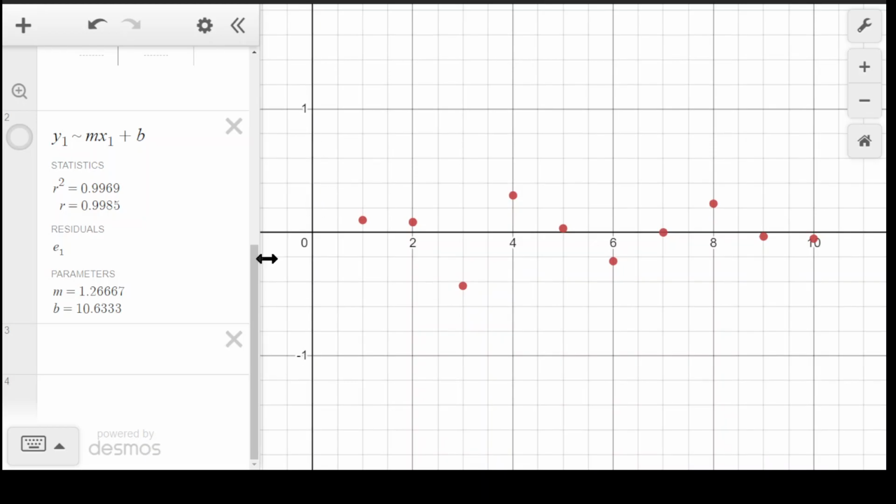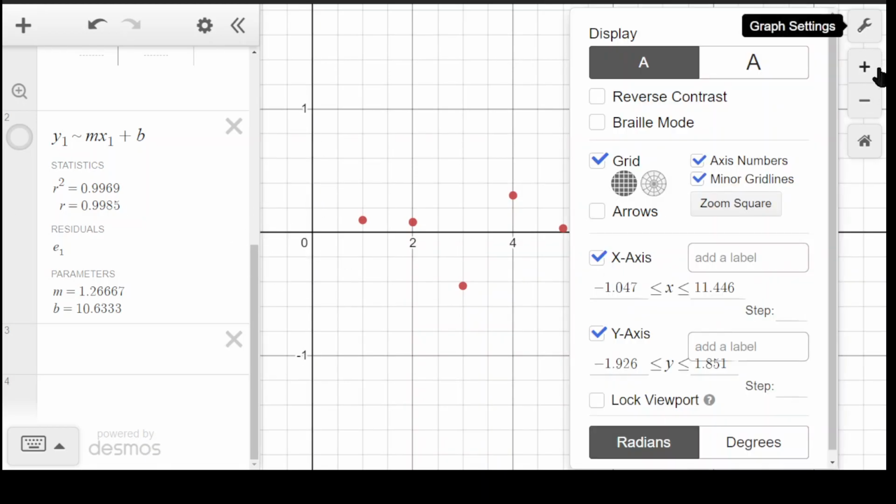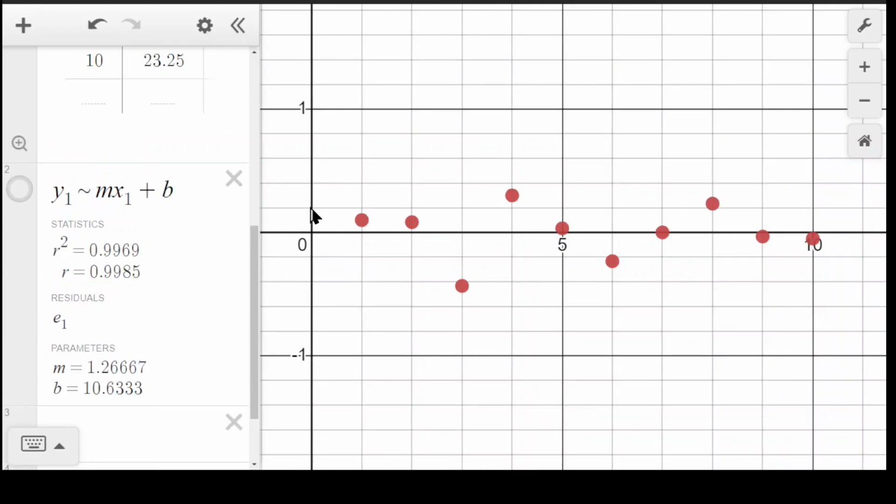When you look at this and read across, you can see that all of my residuals are within 1. The biggest residual I have is right here. This one was when X was 3. This was negative 433.